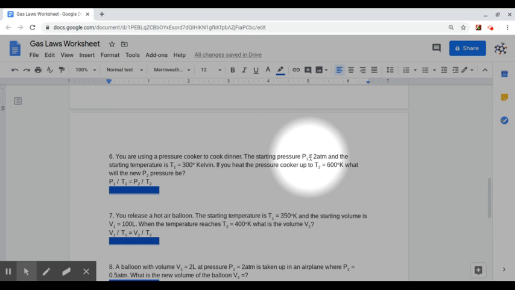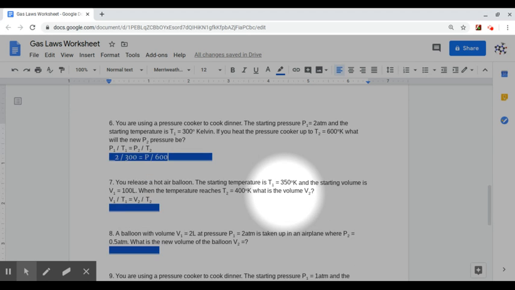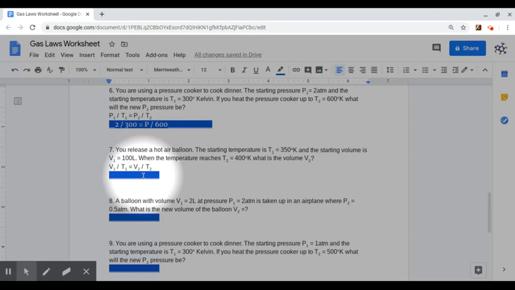P1 is 2 atmospheres, so you just have 2, divided by the initial temperature, T1, which is 300. You don't know what the second pressure is after you've heated it up, but you do know what the temperature is, and it's 600. Again, I'll leave it to you guys to do the algebra and solve for the resulting pressure.